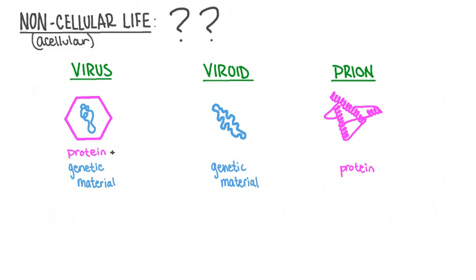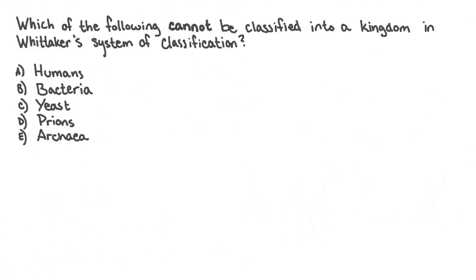Next, let's try a practice question. Which of the following cannot be classified into a kingdom in Whittaker's system of classification? A. Humans. B. Bacteria. C. Yeast. D. Prions. E. Archaea. This question is asking us to recall Whittaker's system of classification, which included 5 distinct kingdoms, and to choose the answer option that is not able to be placed into one of those 5 kingdoms.